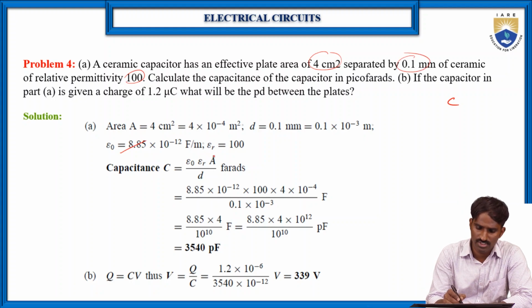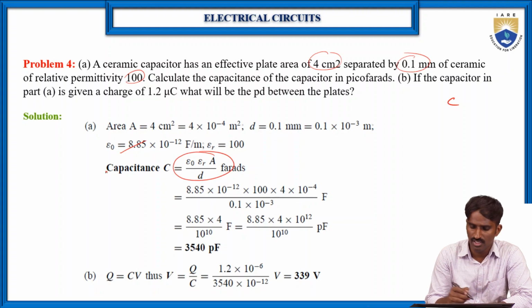Then substitute all these values in this particular equation and simplify, then you will get the answer for the capacitance of that particular capacitor. Here it is 3540 picofarads. Then, now if the capacitor in part A is given, which means for this capacitor C, the charge Q is equal to 1.2 microcoulombs, then what is the potential difference between the plates?